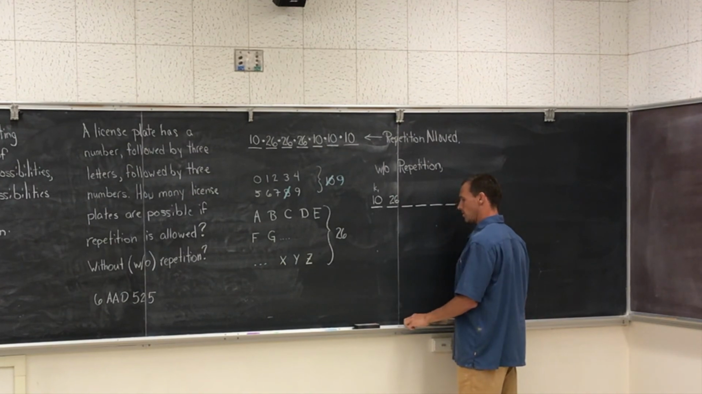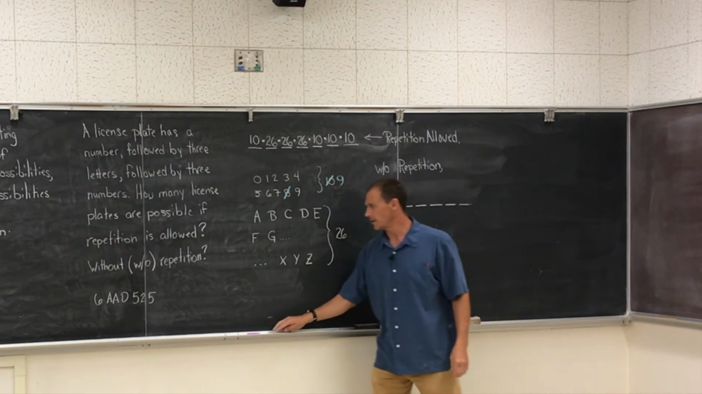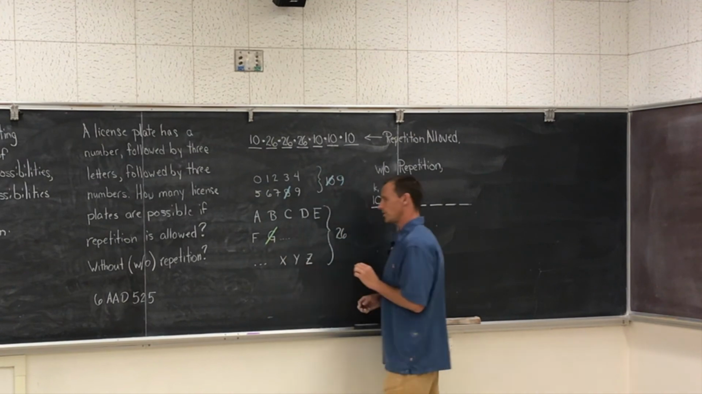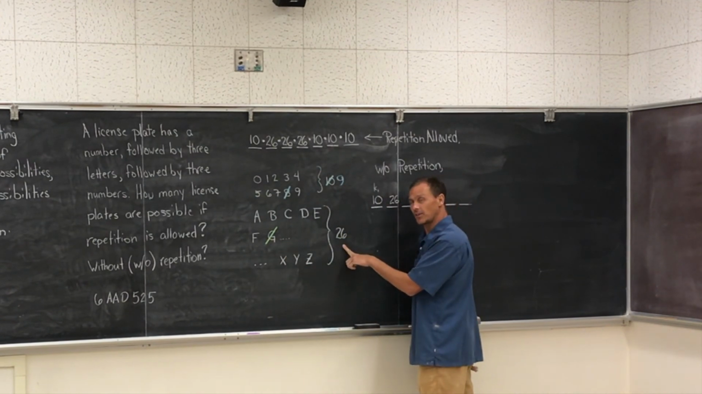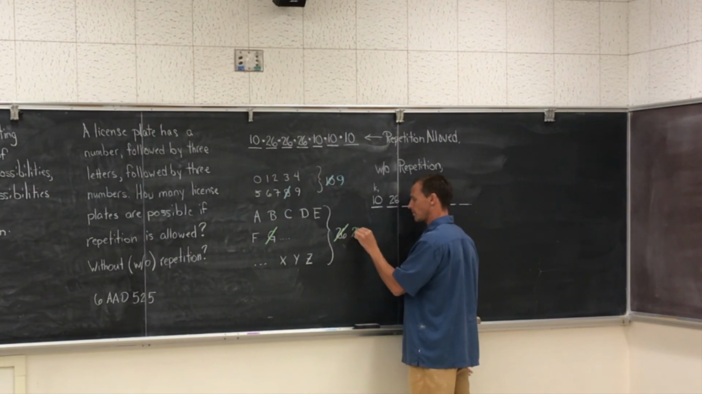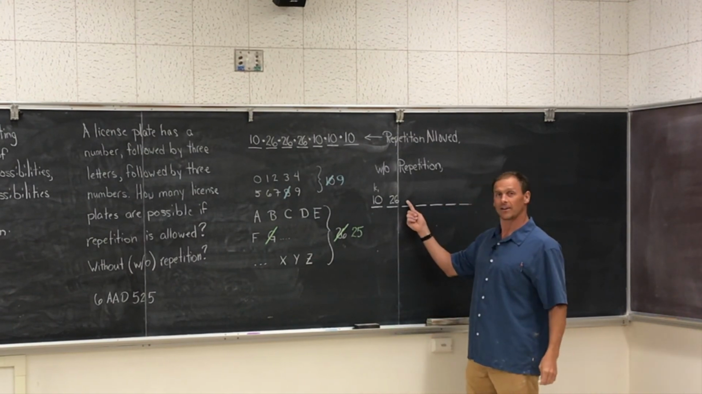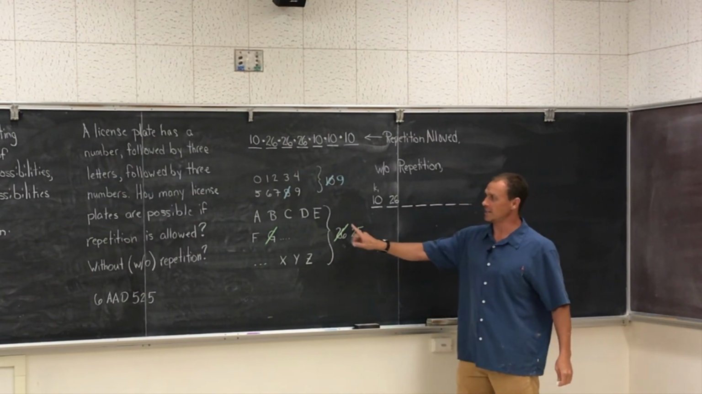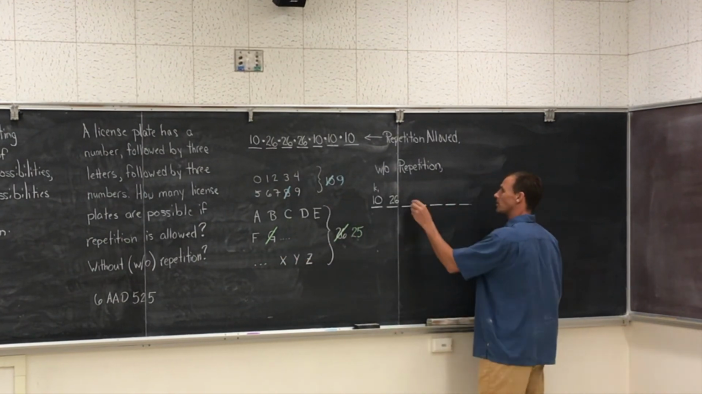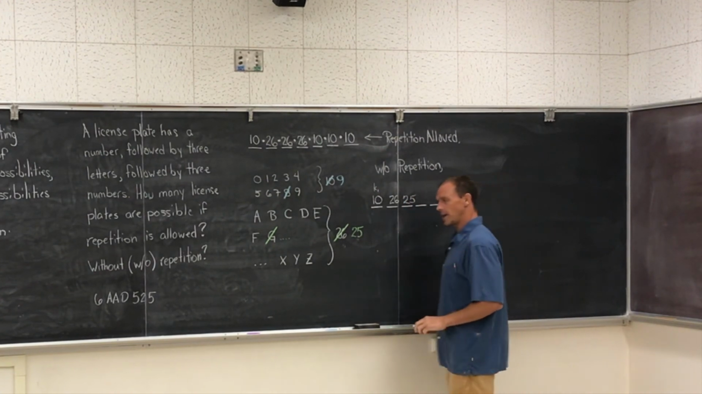Okay. Oh, but wait, we won't allow repetition. So if I put a G in that first position, I don't have 26 letters for the next letter. I only have 25. Okay, so when I come to this next letter, how many letters are available? Any letter except that one. So I have 25 now. So I pick a letter, I put it on there, but look at what happens.